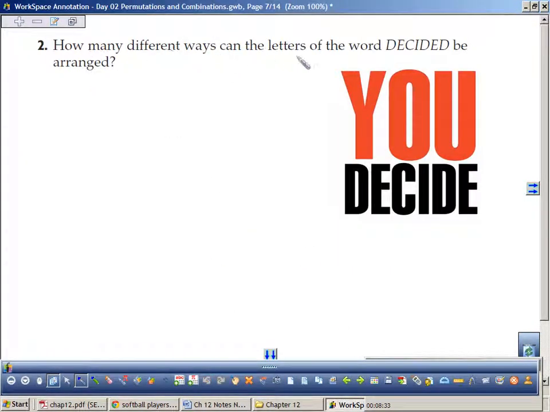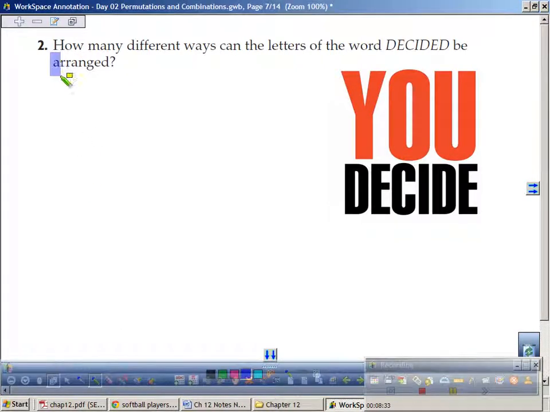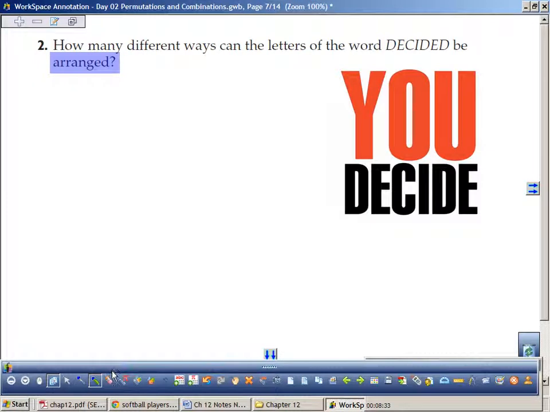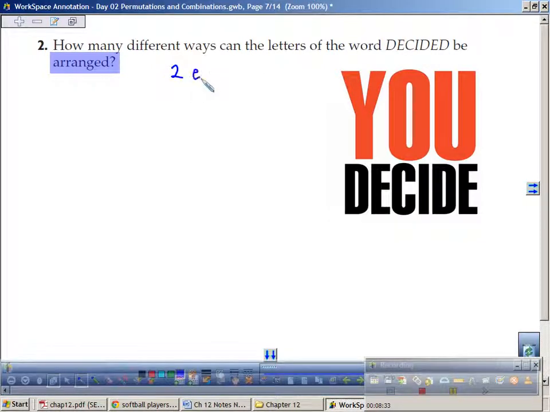All right, how many different ways can the letters of the word decided be arranged? Okay, so arranged, permutation. Only I'm going to give you another formula here for this one. The problem with this is there's repeaters. So I've got 1, 2 E's, and I've also got 1, 2, 3 D's. And that poses a problem.